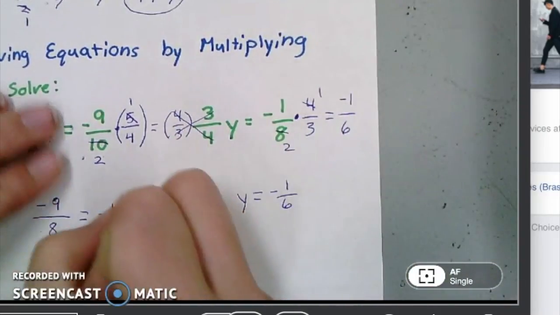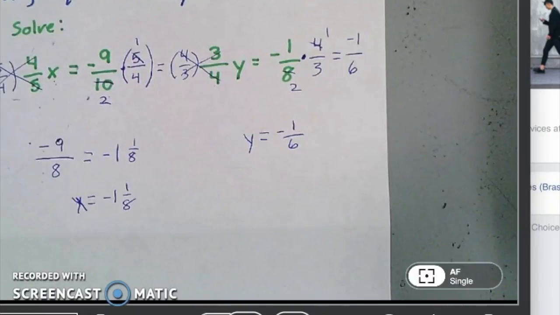And here I should also write my answer as x equals -1/8. All right, I think you're ready. So go ahead and dig in and get to work.